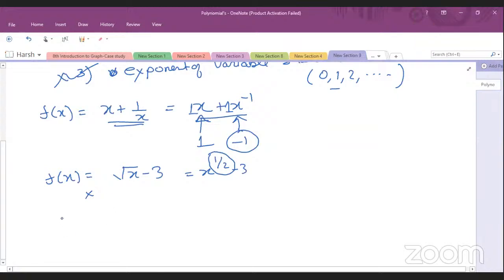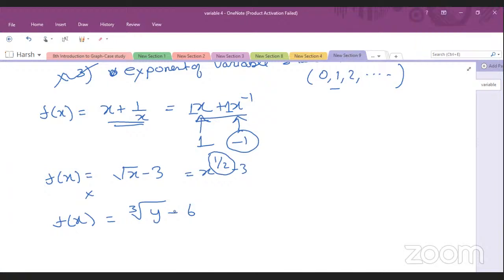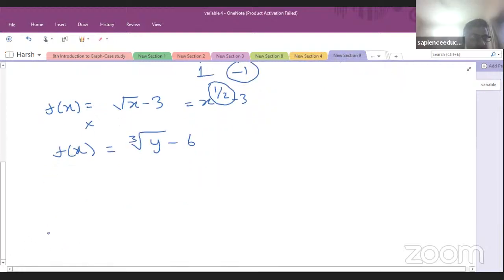Yes, sir. Tell me whether this is a polynomial or not. No, sir, it is not a polynomial. Why is it not a polynomial? Sir, when 3 comes to this side, it becomes y power 1 by 3, and 1 by 3 is not a whole number. So it is not a polynomial.